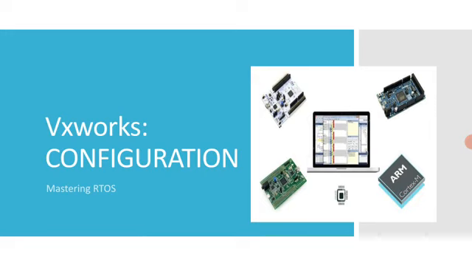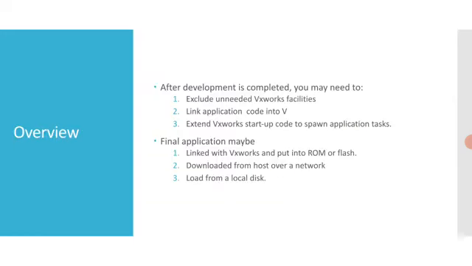After development is finished or completed, you may need to exclude unnecessary VxWorks facilities, link application code into VxWorks, and extend VxWorks startup code to spawn application tasks. The final application may be linked with VxWorks and put into ROM or Flash, downloaded from a host over a network, or loaded from a local disk.